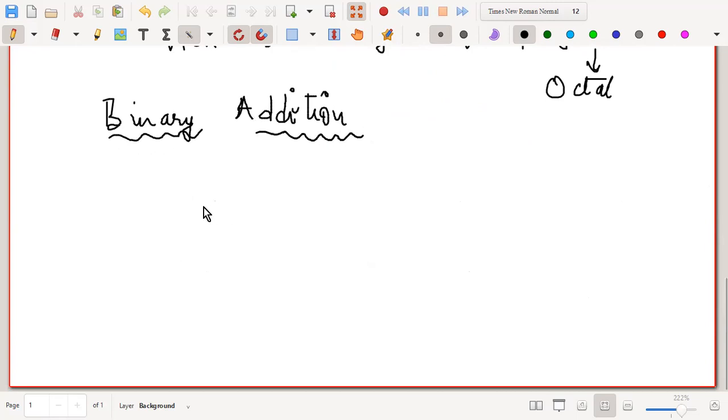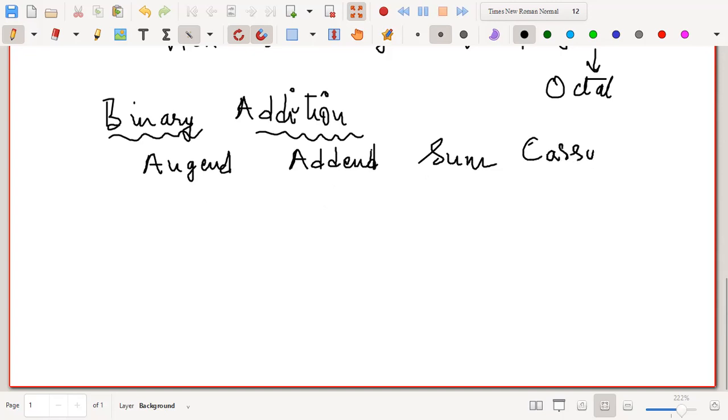Let us see this. Suppose you have 2-bit binary numbers to be added. I am just writing this augend here. The augend is the number to which another number is to be added, and the addend is the number which is added to the first number. Then you will have sum, carry, and the final result.